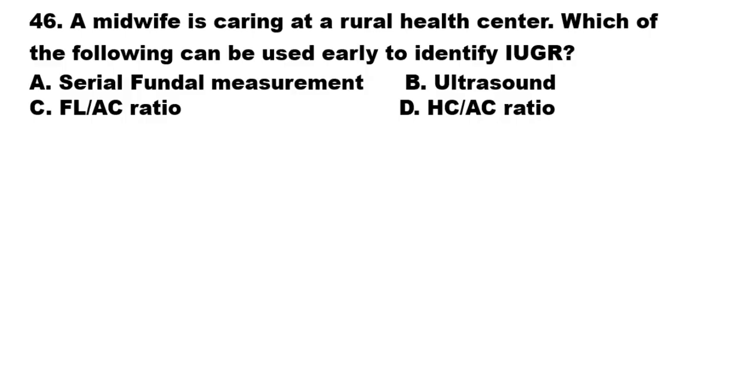The next question. A midwife is caring at a rural health center. Which of the following can be used to early identify IUGR? A. Serial fundal measurement. B. Ultrasound. C. Femur length to abdominal circumference ratio. D. Head circumference to abdominal circumference ratio. Think over it for 5 seconds.